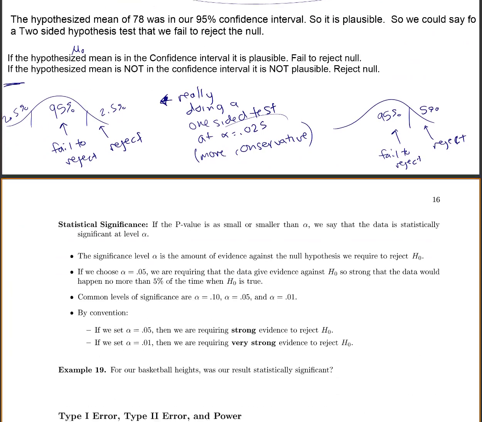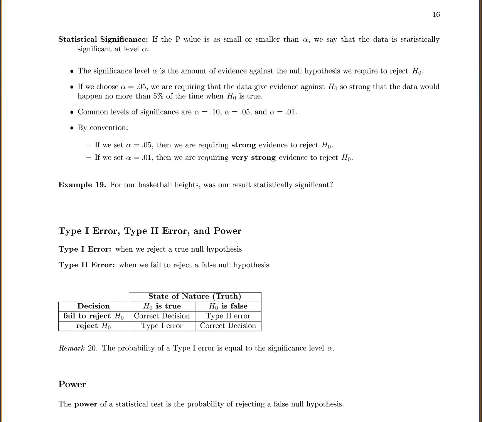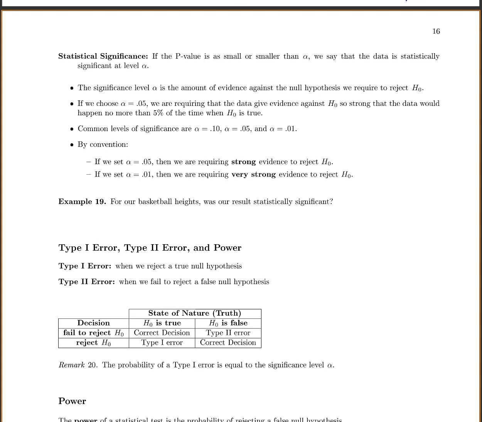Okay, last page. So statistical significance, first of all. If our p-value is as small or smaller than alpha, we say the data is statistically significant at level alpha. To understand this, we might want to back up just slightly and look at what alpha means. So if alpha equals, say, 0.05, that means if we drew millions of samples and did a hypothesis test each time, then each one gives different results. That's why sampling distributions are so important.